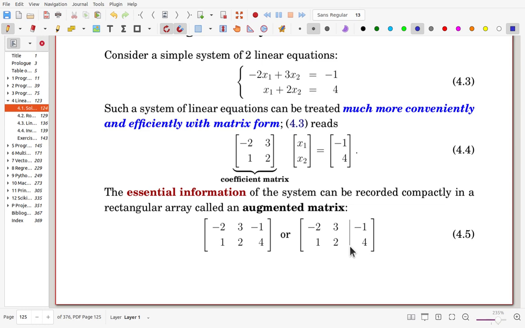And either way, we can indicate this last column is from the right side. Or sometimes we know the vertical line. It's okay. If we understand it, that's fine. Now this one has essential information, every information from the system.